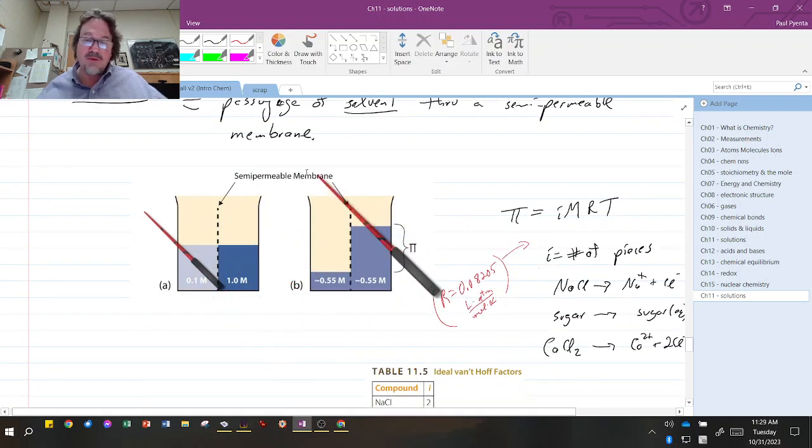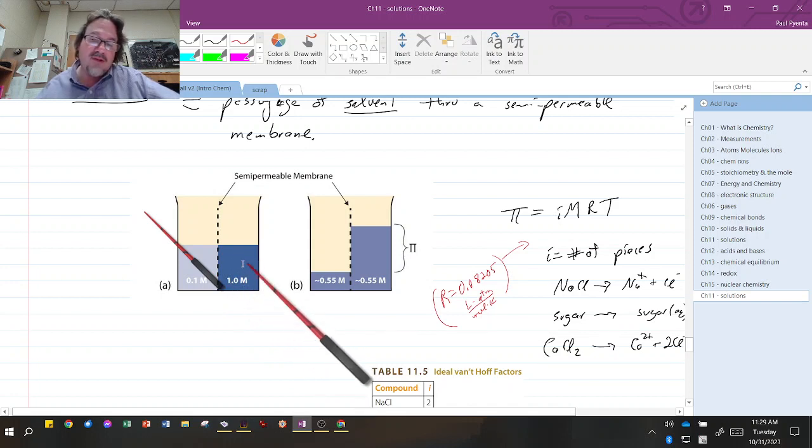Let's see, why does this actually occur? Picture this kind of an experimental setup here, where we have a beaker. It's divided in half by a semi-permeable membrane. And on one side, we put a 0.1 molar solution of something, and over on this right side, a 1 molar solution. So on the right side, it's 10 times more concentrated than the left side.